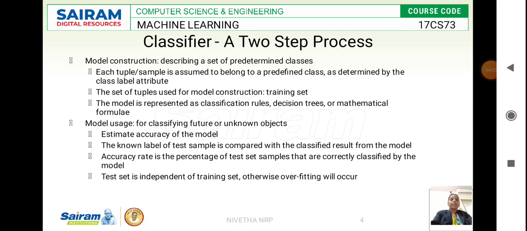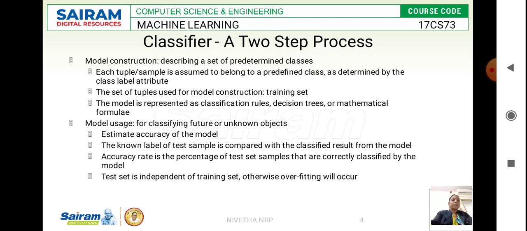This is actually done by a two-step process. First is model construction, and next is model usage. To build a classifier, we have these two steps. In the construction of the model, you describe all the predetermined classes, that is, what classes the attributes can have, and you define all those classes. Based on those classes, you train your data set, and the model can be represented by classification rules, a decision tree, or a mathematical formula.